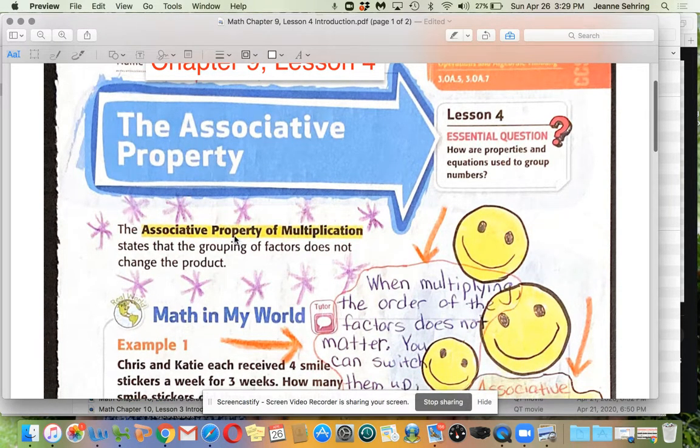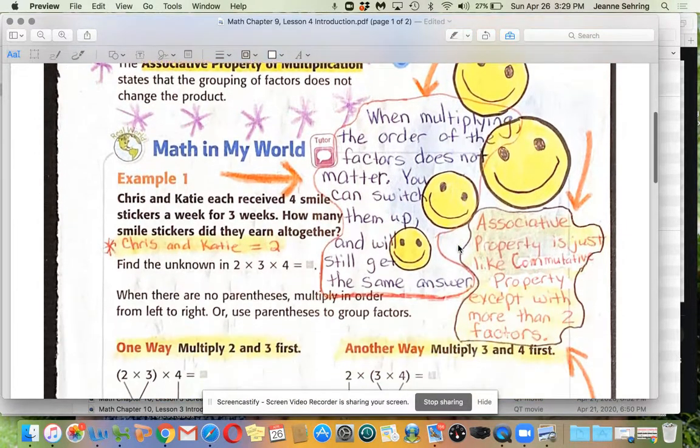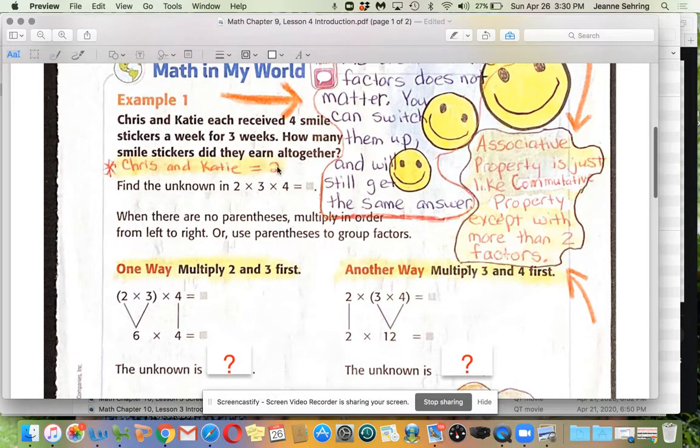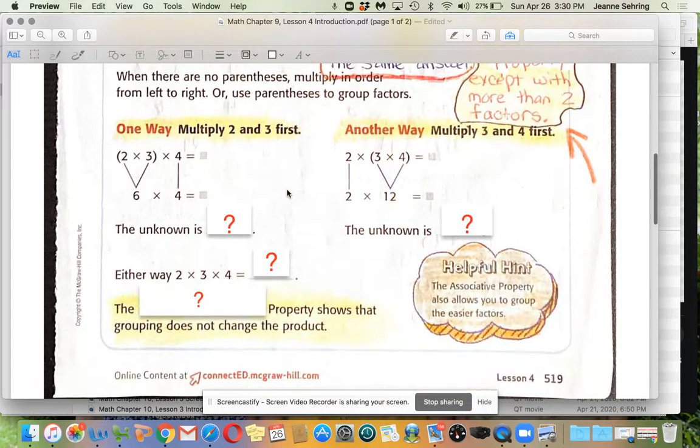The associative property of multiplication states that the grouping of factors does not change the product. The answer remains the same. So here we have Chris and Katie. They each received 4 smiley stickers a week for 3 weeks. How many stickers did they all get together? So Chris and Katie make 2 people times 3 weeks times 4 stickers. They did the same thing I just showed you. 2 times 3 is 6. You drop the 4. 6 times 4 is 24.